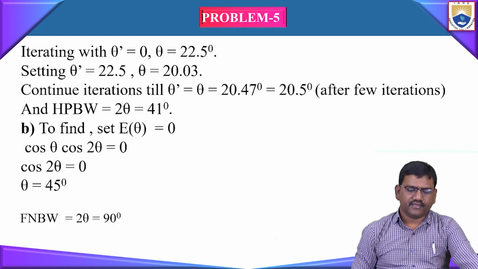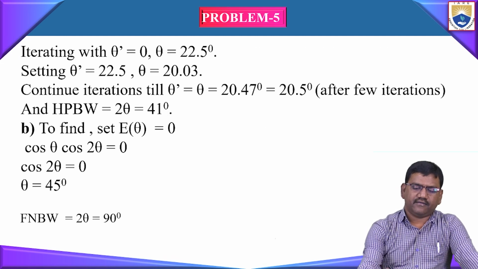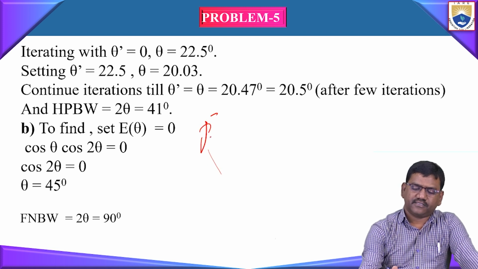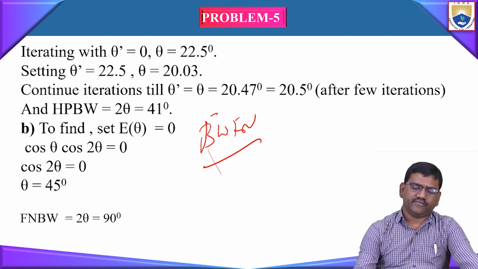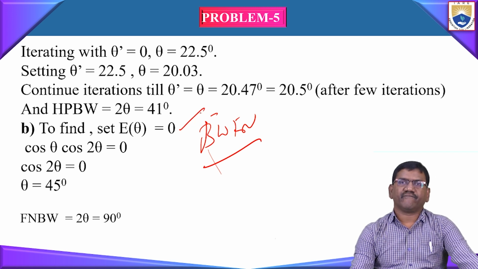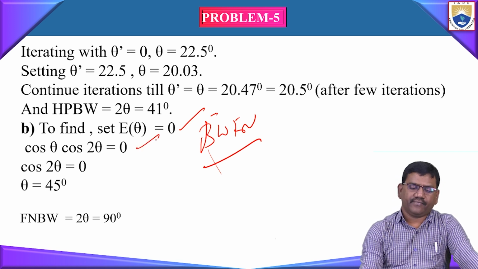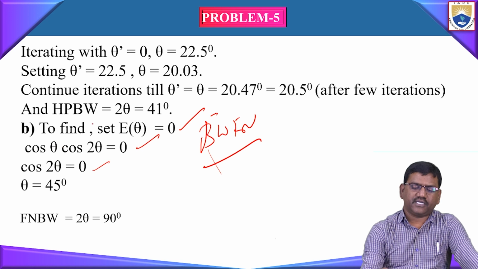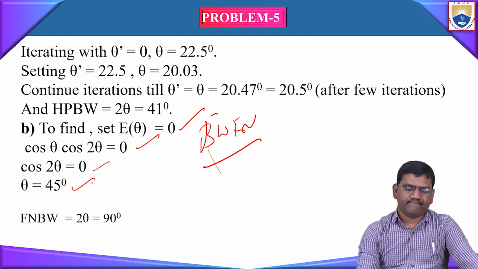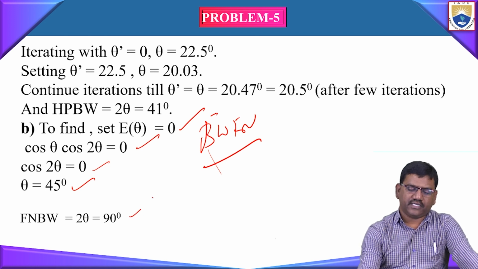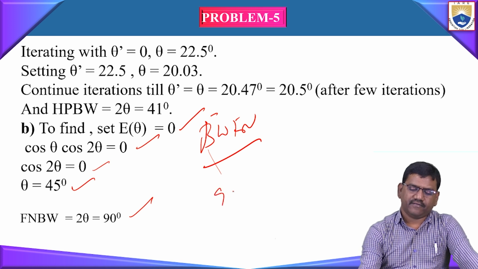Now let us simplify the same by setting the beam width between the first nulls. To find out the beam width between the first nulls, we need to set E of theta as 0. So cos theta, cos 2 theta is equal to 0. If we substitute cos theta is equal to 0, you will get cos 2 theta is equal to 0. So theta is equal to 45 here. So the beam width between the first nulls, 2 theta, is equal to 90 here.